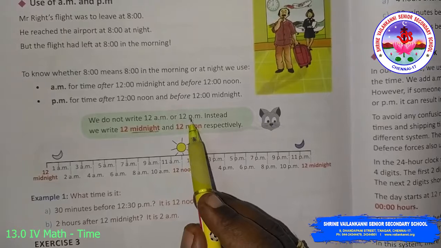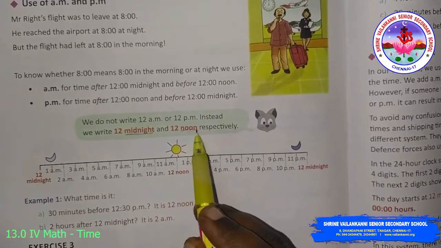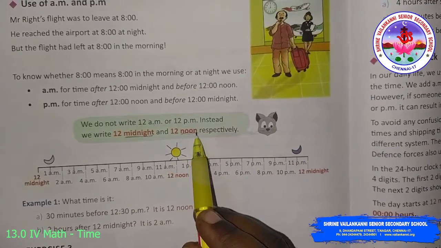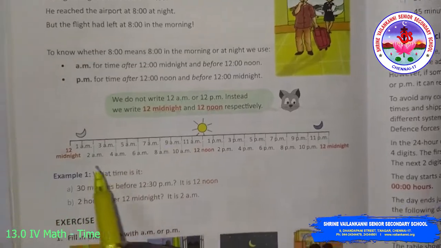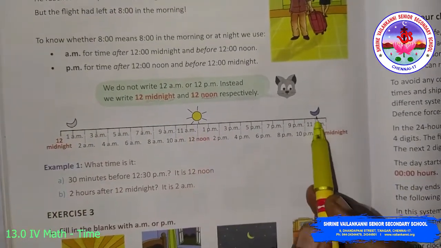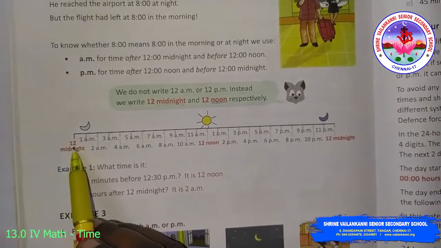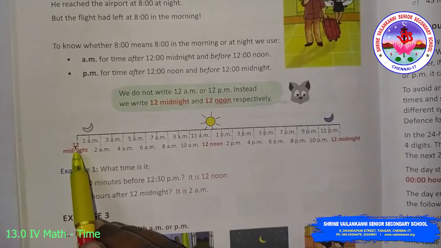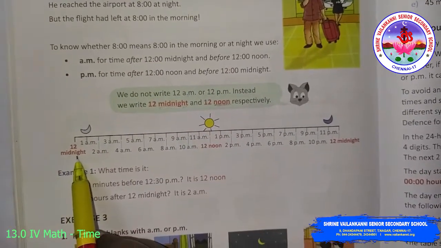So what is 12 p.m.? It is afternoon. Afternoon 12 o'clock, no? The daytime 12 o'clock will come, no? That is called 12 p.m. Okay. So here also they have given a half moon, sun and again half moon. That is, the day starts with the midnight, which you will call 12 a.m. So it is being mentioned as midnight.